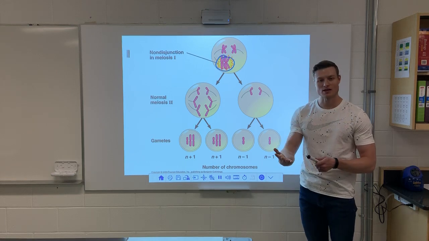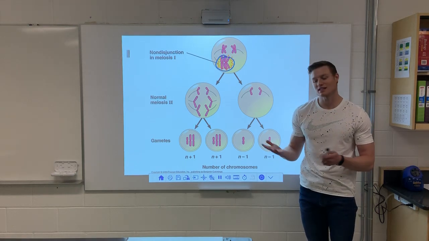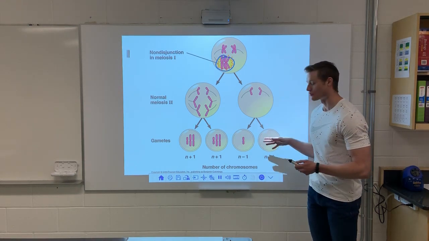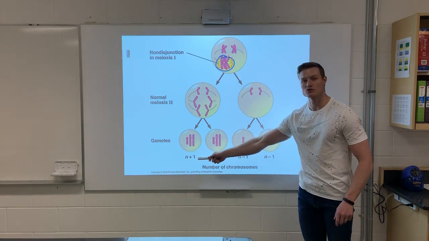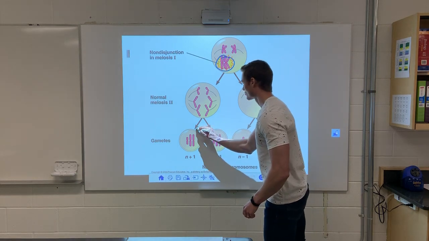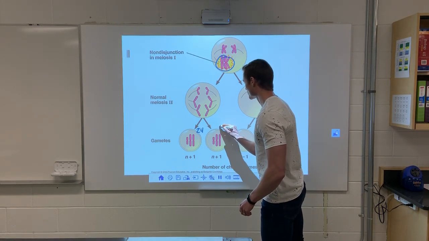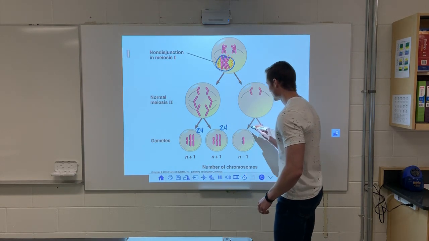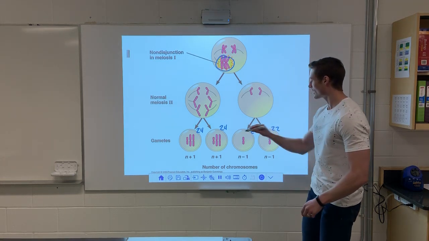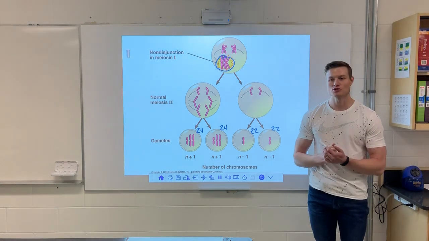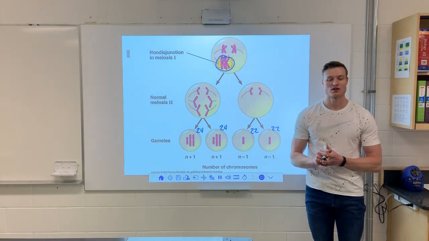Then we'll undergo meiosis 2, and for simplicity's sake, let's just say this is sperm. These are four sperm cells. This sperm cell would have an extra chromosome, so it would have 24 chromosomes. This one would also have 24, and then these two would have 22. So that's 4 abnormal sperm cells produced by this nondisjunction.